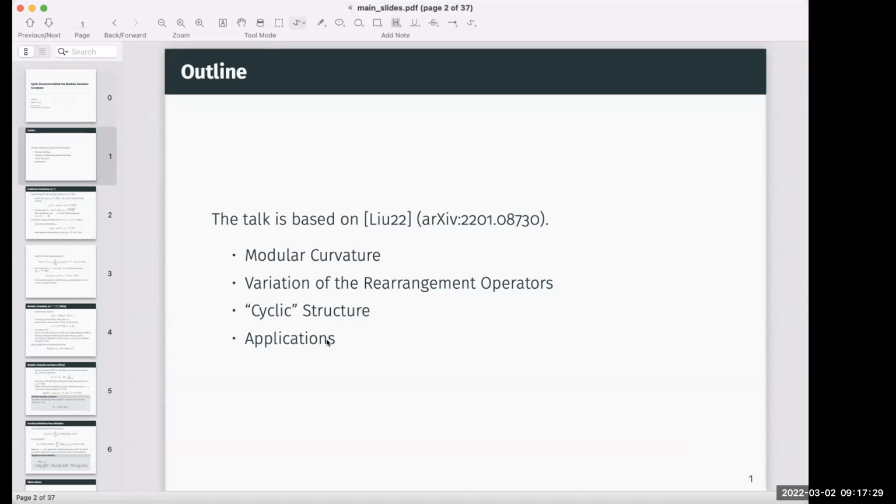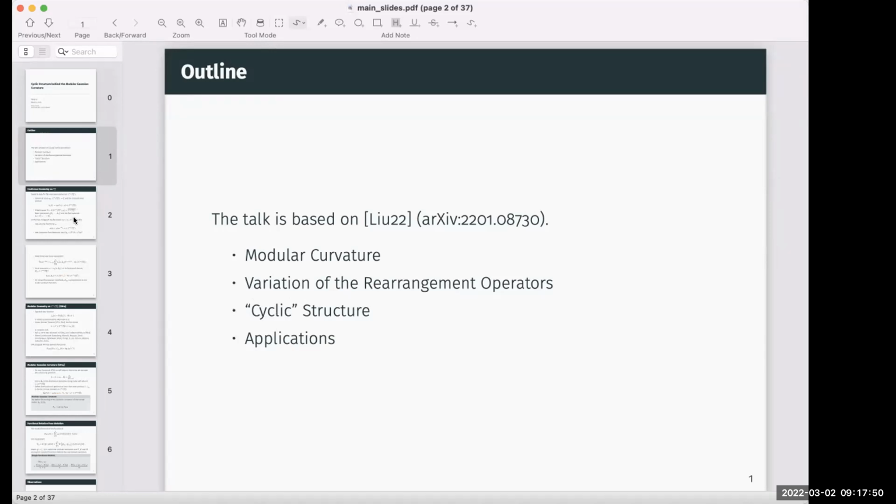At the end, if I have time, I will give some applications or quick computations to show how this cyclic structure helps to assist in the computation here.